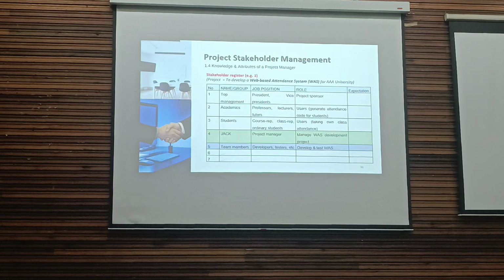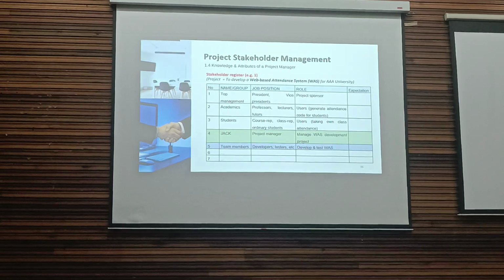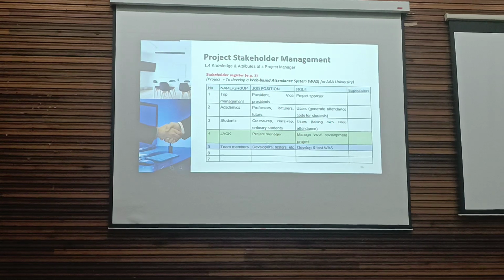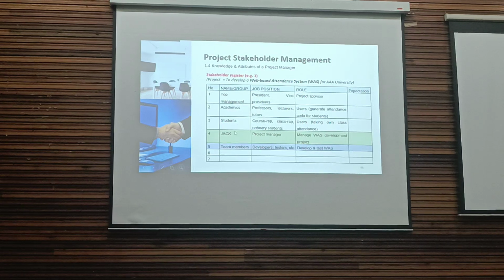Be provided with a clear project objective. Next, team members. Team members are a group. Jack is a name, so it's an individual. This is a group, this is a group. So when you see a name, that means it is an individual. This is a group.